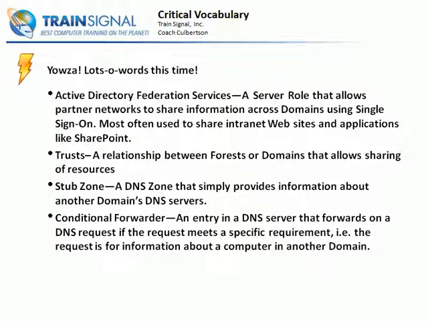Okay? A conditional forwarder. A conditional forwarder is basically an entry in a DNS server. Now, I know I didn't demonstrate this for you, but I did talk about it. So I want to give you a quick definition of it, and I'm going to talk to you more about this in the DNS video in the certification section. But basically, it just forwards on a DNS request if the requester meets a specific requirement, i.e. that the request for the information is for a resource in a completely different domain. Now, stub zones and conditional forwarders, as you pretty much figured out, actually do very similar things.